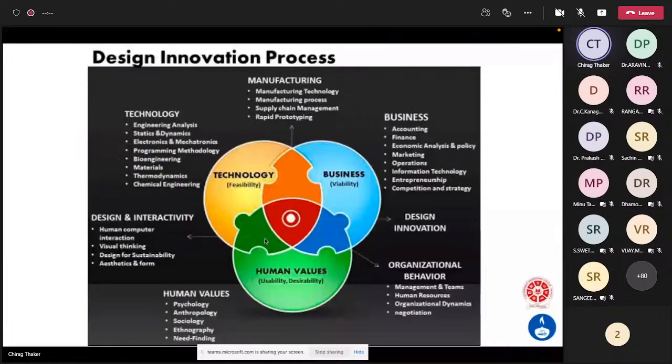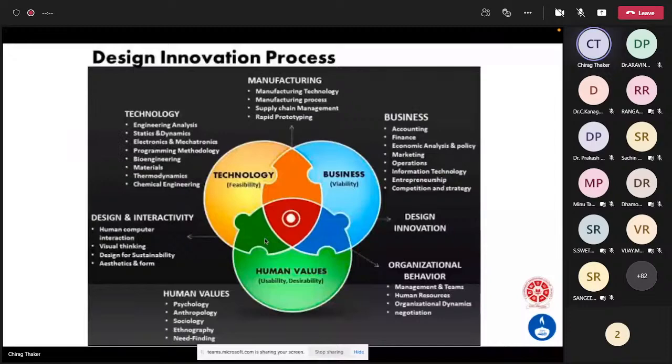It has technology, business, and human values. In human values: psychology, anthropology, sociology, need finding. The cross section of technology and human values is design and interactivity. It is HCI, one very prominent research area, human computer interaction, visual thinking, aesthetic and form, and design for sustainability. Technology alone is all about engineering analysis, statistics and dynamics, bioengineering, materials, thermodynamics, chemical engineering, programming methodology, electronics and mechatronics.